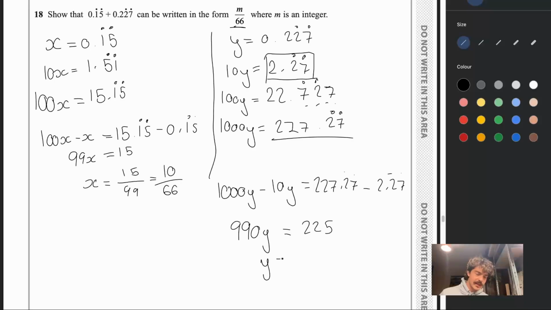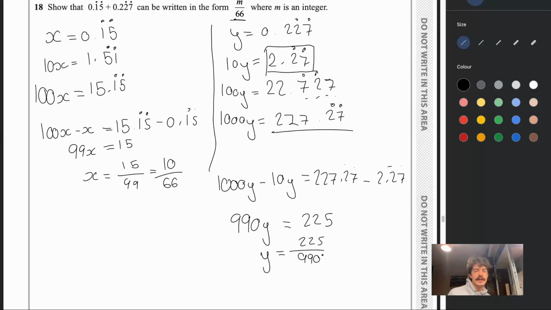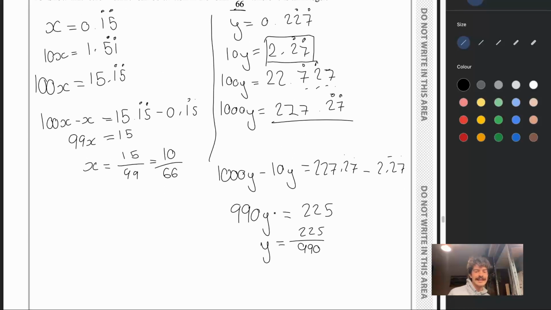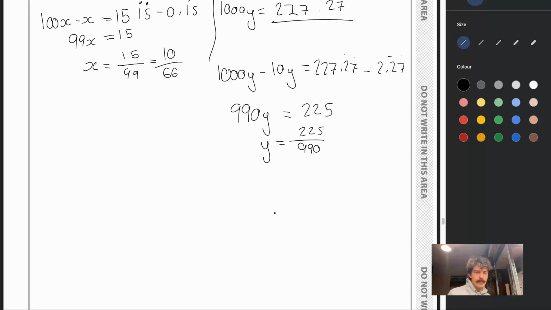In other words, y is equal to 225 over 990. Gosh, and now we need to find out what this is going to be over 66. So we figured this one out over here, 10 over 66. But now we need to start tackling this one. I would suggest that probably our nicest entry point is dividing by 5. Seems the clearest that would go into both top and bottom here. So let's start by doing that.